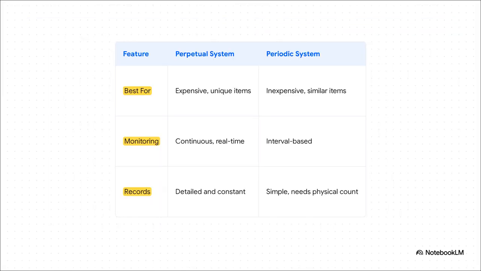And check this out, you can see how the type of business you run really dictates which system makes more sense. I mean, it's just common sense, right? If you're a car dealership selling very expensive, unique items, you absolutely need that continuous real-time tracking. But if you're a hardware store selling thousands of cheap nuts and bolts, well, that simpler periodic system starts to look a lot more practical.